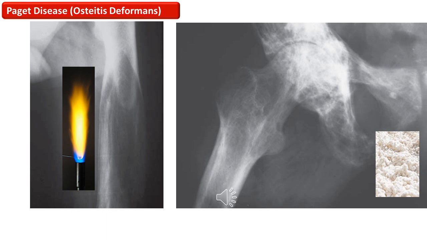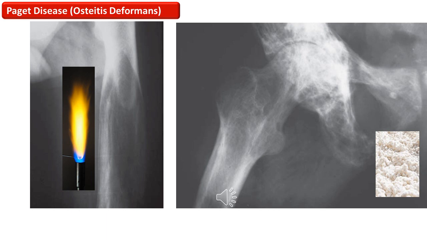In the X-ray on your left side, you can see that there is dissolution of the cortex, and the diaphysis is increased in diameter. Also, there is a wedge-shaped resorption of the cortex, and this resorption of the cortex is forming a flame-like structure within it, and this is termed as flame sign. And this flame sign is the characteristic of early Paget disease.